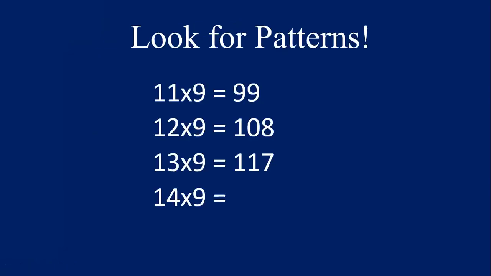Let's try another one. Let's try 14 times 9. This time I've just made the equations a little bit bigger for us to see. If we count down in the ones place, we have 9, 8, 7. What comes next? That's right, a 6. And let's count up in the tens and hundreds place. 9, 10, 11. What's next? 12. Look how fast we found the answer to 14 times 9. We didn't even have to work it out to solve it.